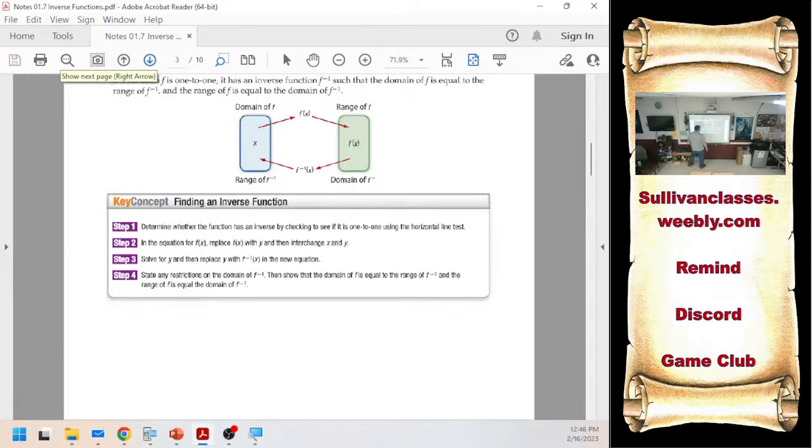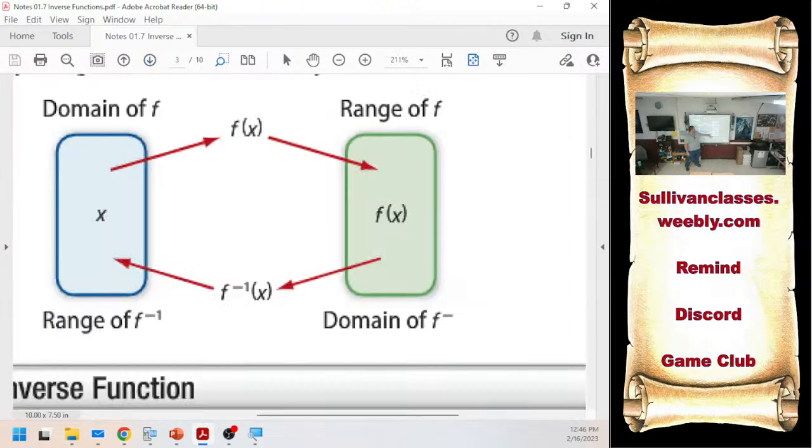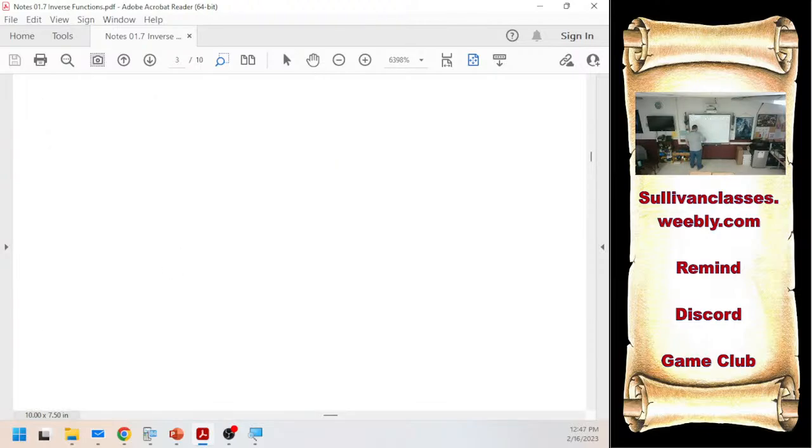Okay, so again, we talked about the notation. You're swapping domain and range. The domain of f becomes the range of f's inverse; the range of f is now my domain for my inverse. I am swapping. That's important when we're finding inverses.